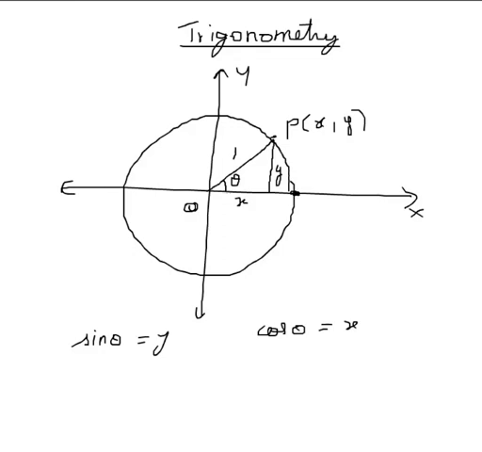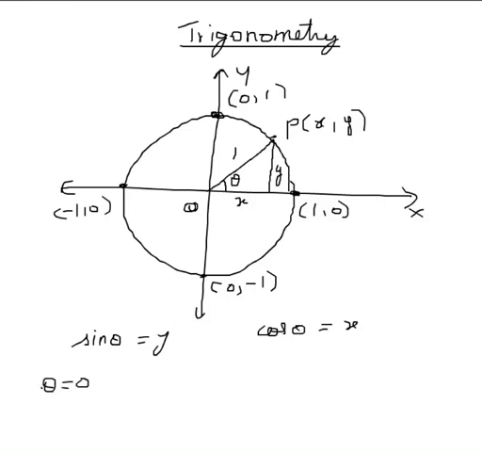Now this point on the circle has coordinates (1, 0), and this point is on the y-axis and its coordinates are (0, 1), and this point is on the negative side of the x-axis, so (minus 1, 0), and this is on the negative side of the y-axis, (0, minus 1).